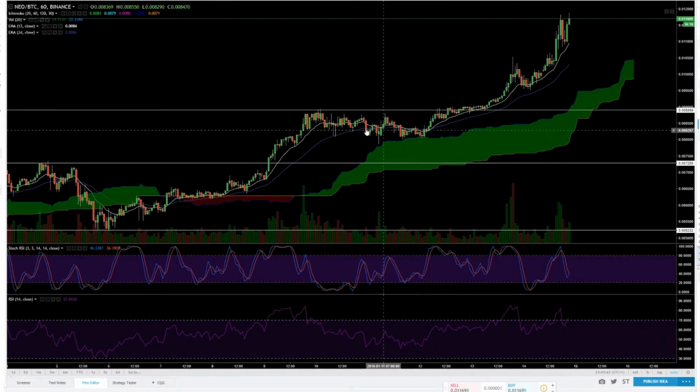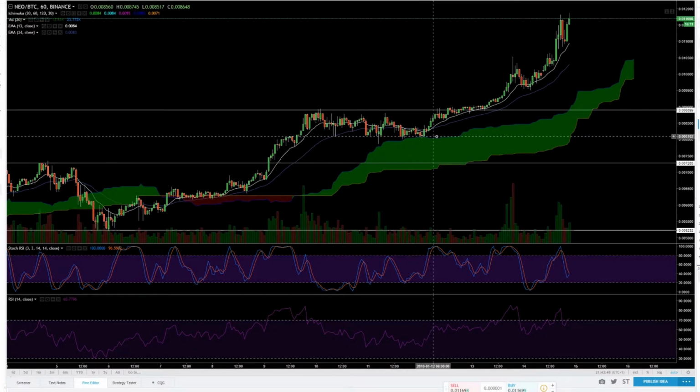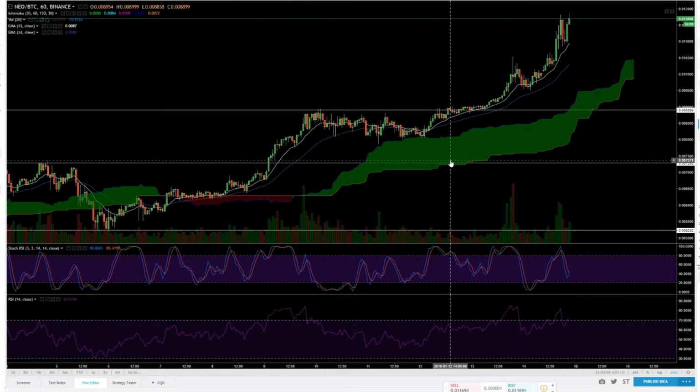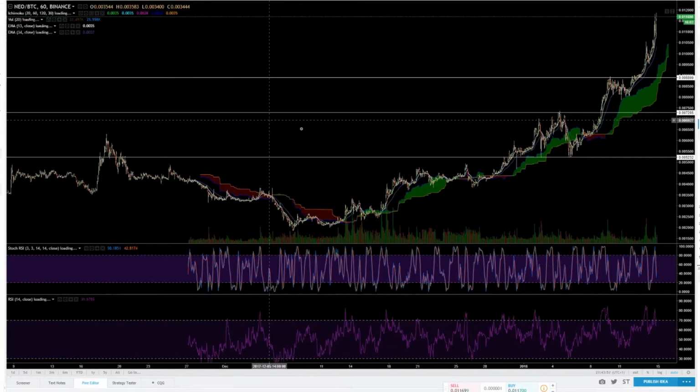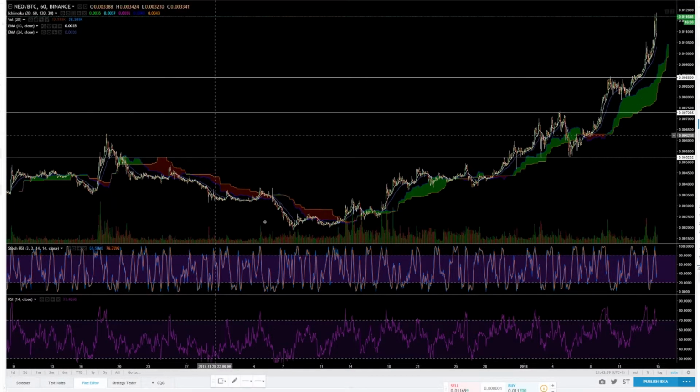And what happened here? It bounced here because there's resistance here, and we went to the cloud, but that's for another video. I will explain what the Ichimoku cloud is and why I use it, but that's another support level. So yeah, and we can just go through the whole chart.